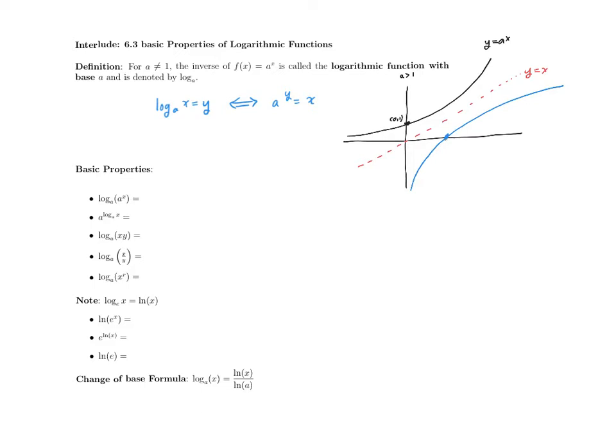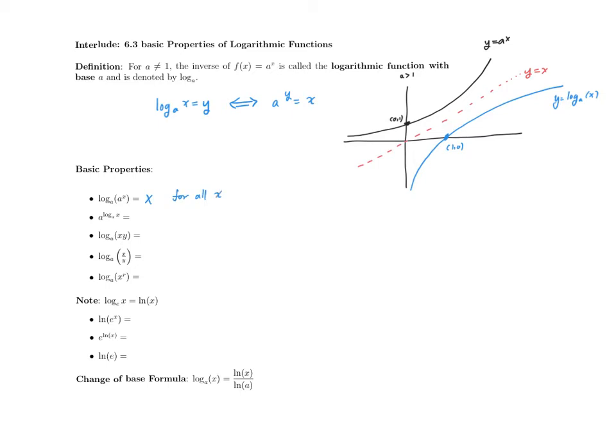So note if 0, 1 is on the black curve a to the x, 1, 0 would be on its reflection about the line y equals x. And this is the graph of log base a of x. So in terms of some basic properties, remember the logarithm base a is the inverse of the exponential function a to the x. So the log base a of a to the x should undo that exponential, and you simply get back x. And this is true for any possible x.